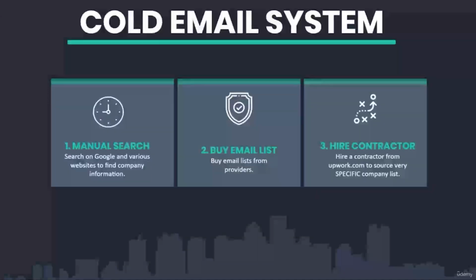Now, there's going to be 3 different ways that you can go ahead and build your customer list. The first way is going to be through manual search. This is going to be through going on Google, going through various websites, and we're going to walk through very much so in detail different websites, different platforms that we can go and actually build our customized list doing it manually. And then we're going to walk through number 2, which is buying email lists.